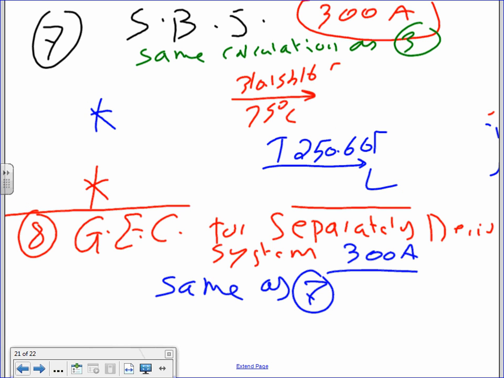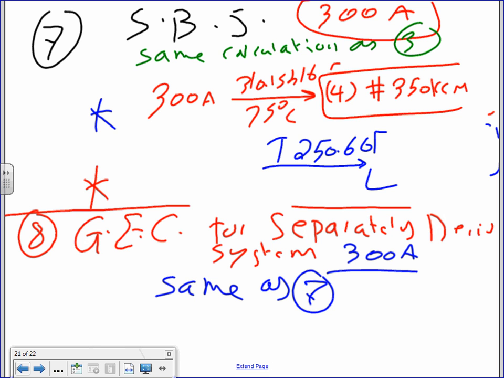All right. So for this system bonding jumper, guys, it's very simple, very easy. The first step is the same calculation as number three, if you remember, except the calculations will be the same method but with a different outcome. So you're going to have a 300 amp panel. Go size the conductor for the separately derived system. That will give you four conductors, number 350 kcm. These are the conductors that are going to supply the 300 amp panel.